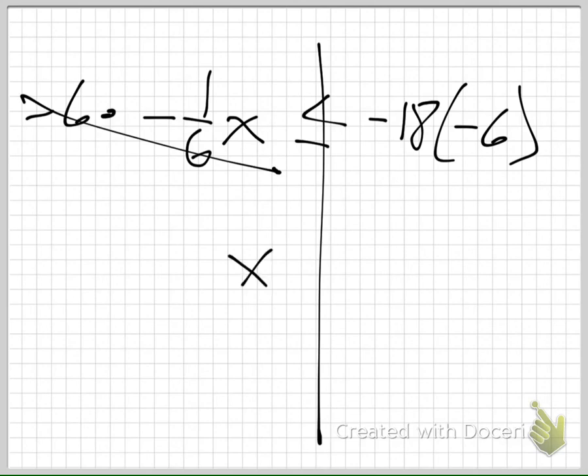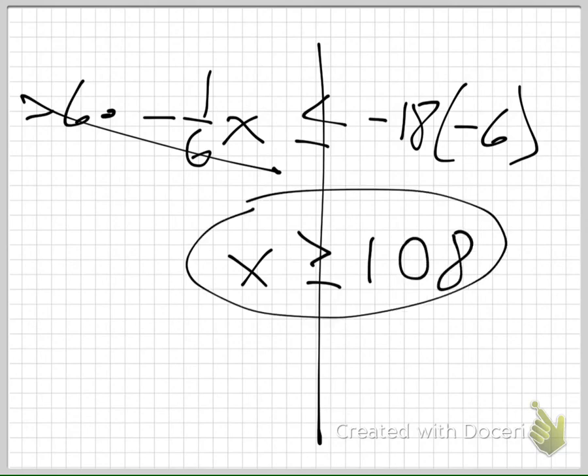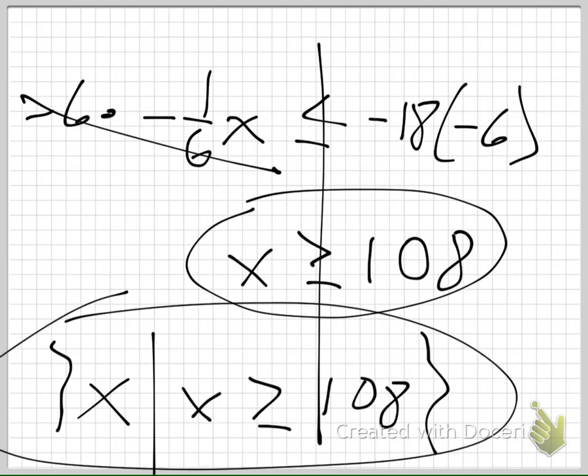That leaves me with x is what? Greater than or equal to, what is negative 18 times negative 6? A positive. So set builder notation would be the solution set of x is greater than or equal to 108. End it. Make sense? Everybody got this? This is not super difficult. You can see why I'm combining the two lessons because it's not difficult. I think we're done. Anybody have any questions about this? Any questions about this? Okay.